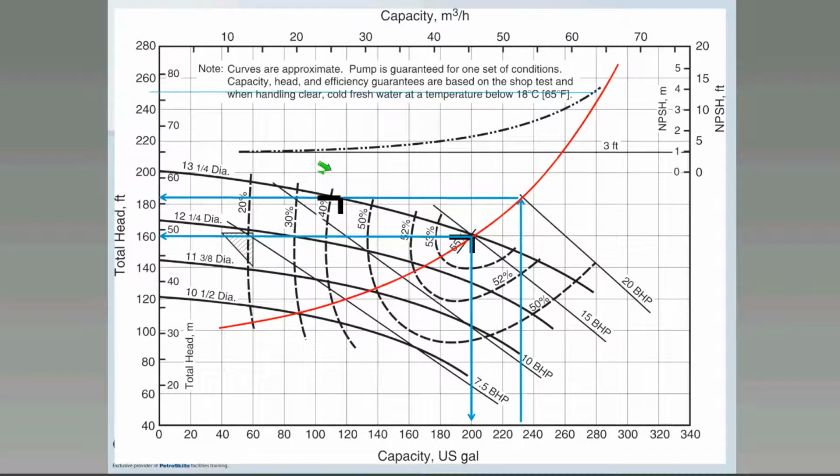And we've also reduced the net positive suction head. So the net positive suction head was up here around about 6 feet of net positive suction head requirements, and now it's reduced almost down to the minimum 3.5 feet, something like that.